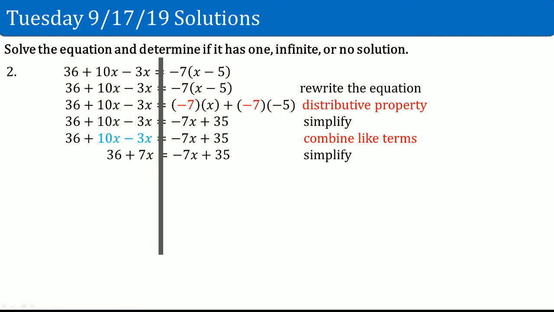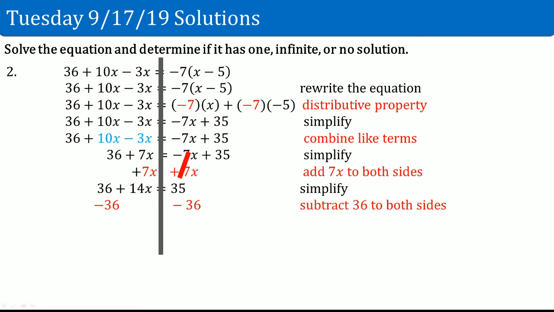I have a negative 7x on the right hand side and a positive 7x on my left. The best practice is to always get rid of the smaller one. So what is the inverse or the opposite of subtract 7x, which is going to be plus 7x. So you're going to add 7x to both sides. On my right hand side, it cancels out. On my left hand side, 36 plus 14x. 35 comes straight down from the right hand side. Subtract 36 from both sides.